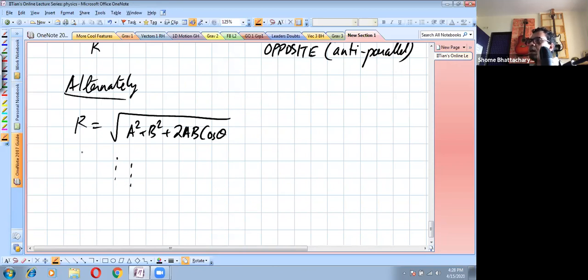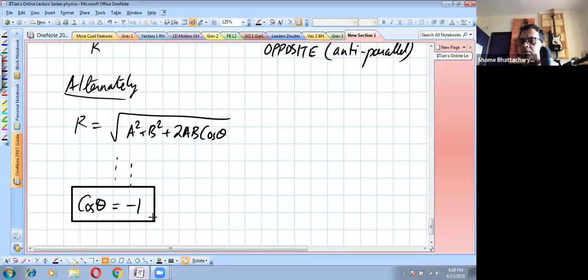When you do all the substitution, you put R as 1, A and B as 3 and 4, you will come to the conclusion that cos theta is equal to -1. Now this itself might come as a surprise to some of you, that how can cos theta become -1? Because so far we have learned that cos theta only ranges between 0 and 1.